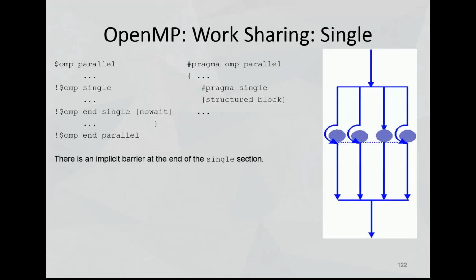When we're looking at work sharing as a single, there's an implicit barrier at the end of the single section. So the first thread arrives at the single directive and executes the code block. All other threads skip this block and wait for the rest of the team to reach the end of the single directive. Waiting can be overridden if we put a nowait clause in, and that takes us to the end of a single directive.